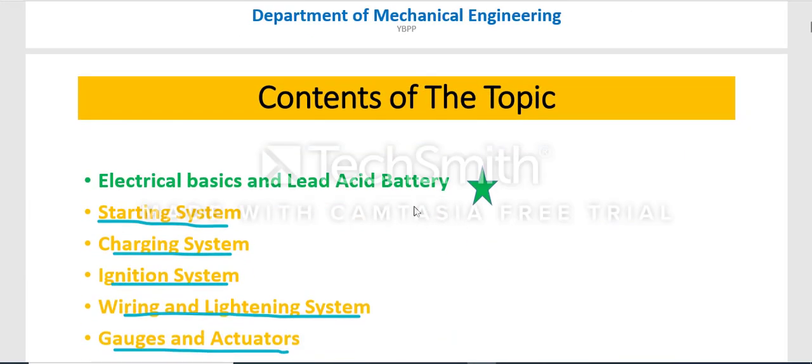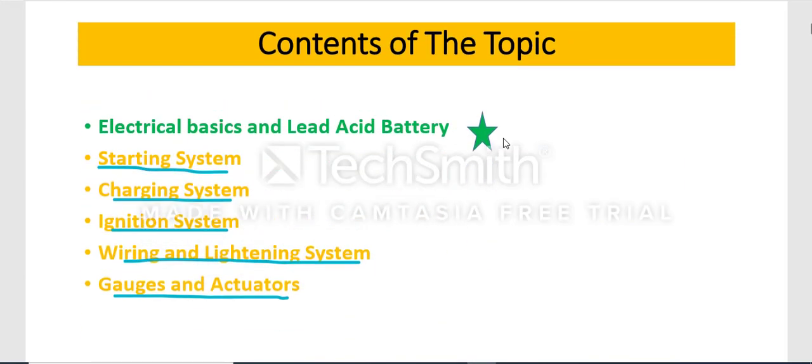Now let us see the contents of this unit. I have divided this topic into 6 parts. The first part is electrical basics and lead acid battery. The second part is the starting system. The third one is charging system, then ignition system, wiring and lighting system, gauges and actuators.